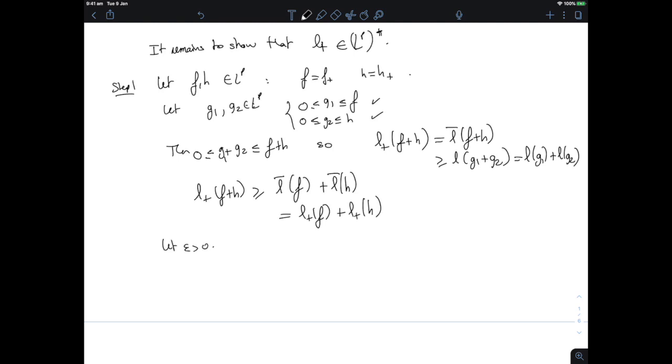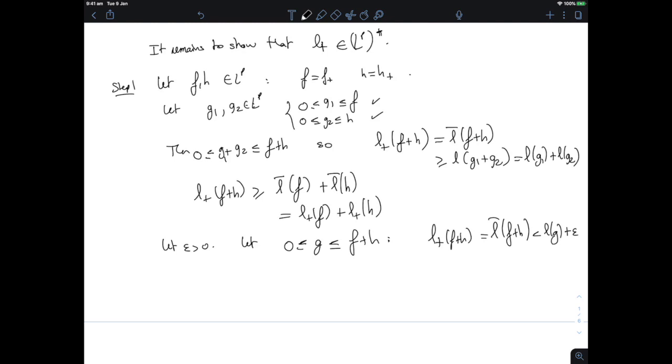So for that, I'm going to give myself an epsilon worth of room, and I'm going to consider a g between 0 and f plus h. Okay, and then I have to look at L plus of f plus h. I'm going to pick my g such that L of g almost realizes the supremum. So L plus of f plus h is L bar of f plus h, and I'm going to choose my g such that L bar of f plus h is smaller than L of g plus epsilon, right? I take a g that almost realizes the supremum.